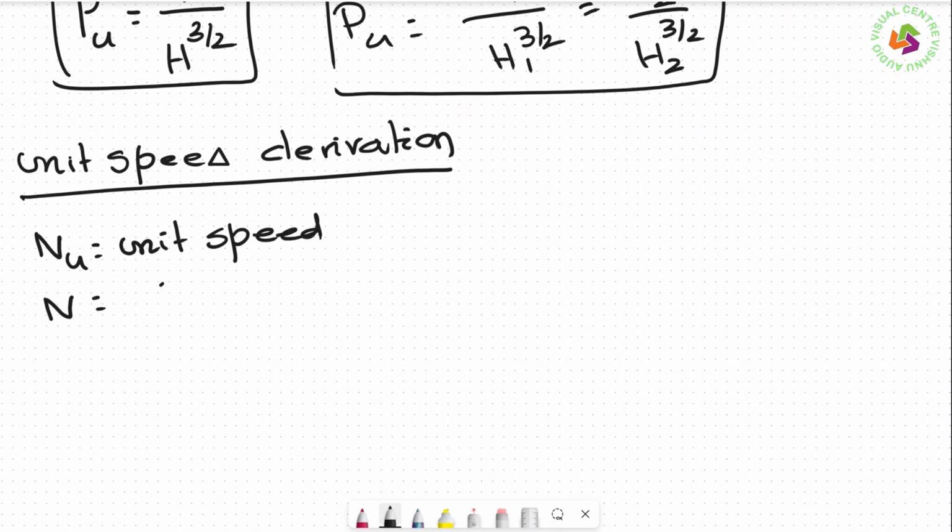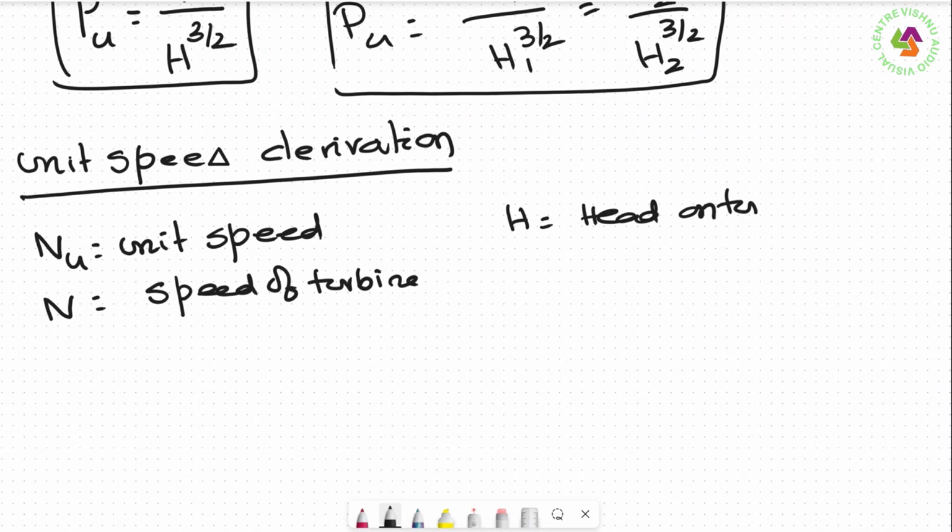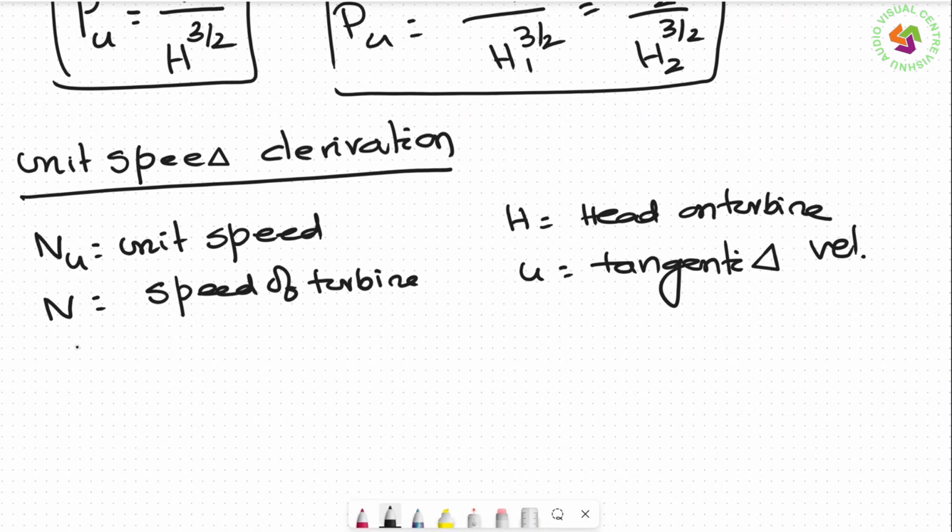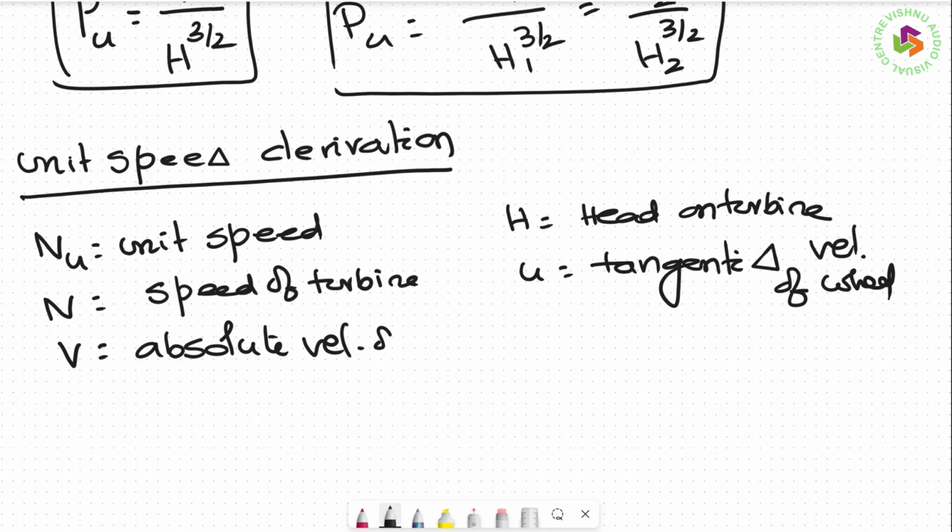N is equal to speed of the turbine. H is equal to head acting on the turbine. U is equal to tangential velocity, basically of the wheel. V is equal to absolute velocity of jet. So these are the basic things.